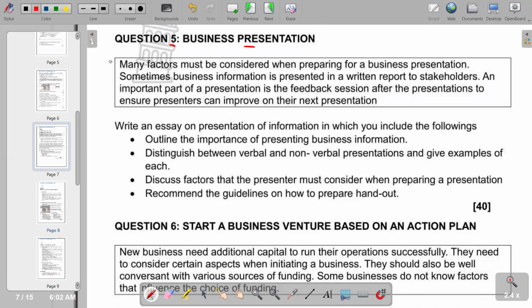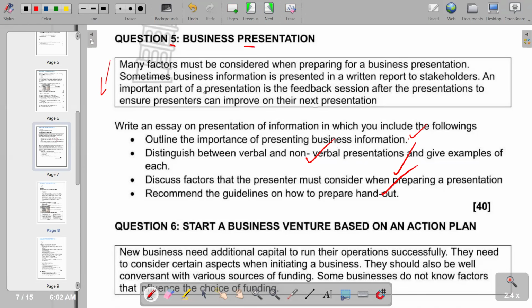So you are given information that you need to go through before you go to the requirements of the essay. It reads, write an essay on presentation of information in which you include the following. Outline the importance of presenting business information. You are also supposed to distinguish between verbal and non-verbal presentations and give examples of each. Discuss factors that the presenter must consider when preparing a presentation, and then recommend the guidelines on how to prepare a handout.